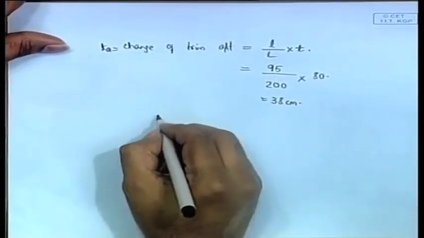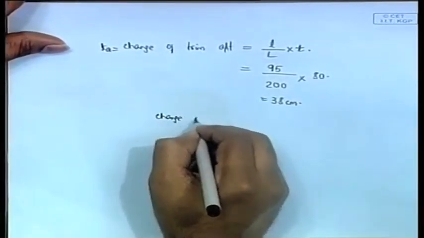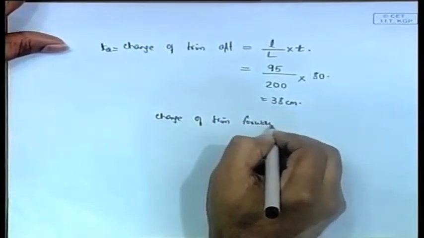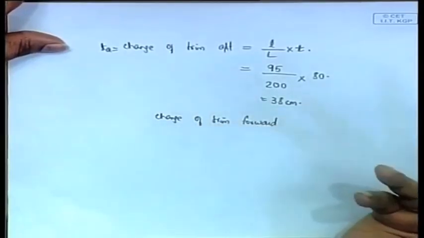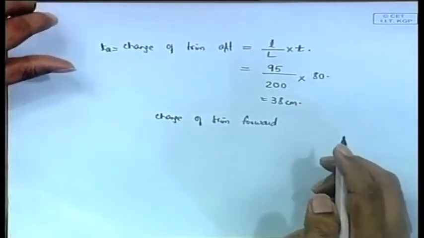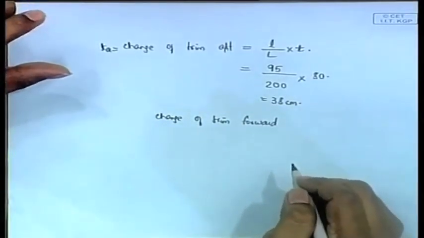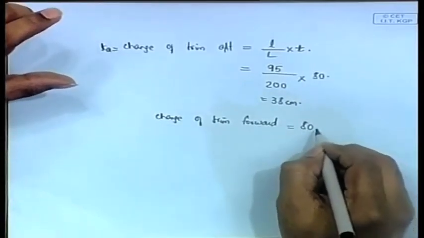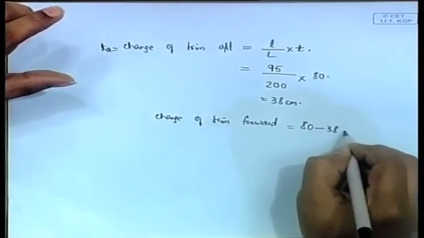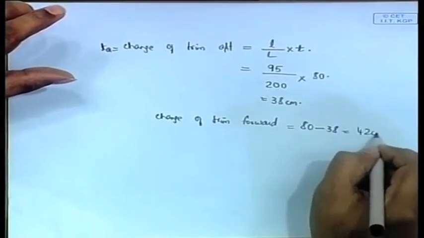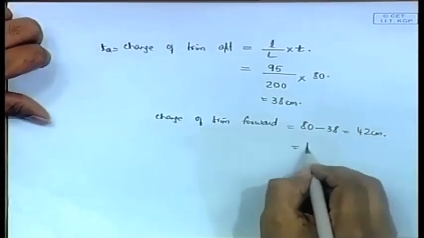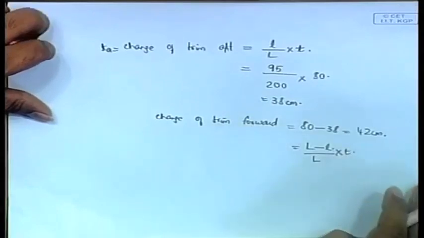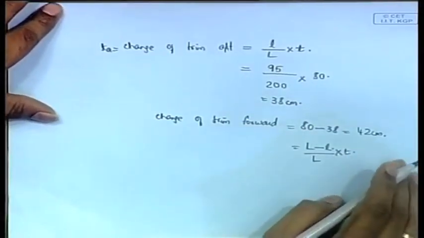Similarly, you find the change of trim forward. Actually, that is very easy. You do not need to do it as such. You can just subtract from the total change of trim. The total change of trim is 80; you subtract the change of trim aft, and you will get the change of trim forward. But the real formula is this, again the same thing. So, this will give you the change of trim forward.